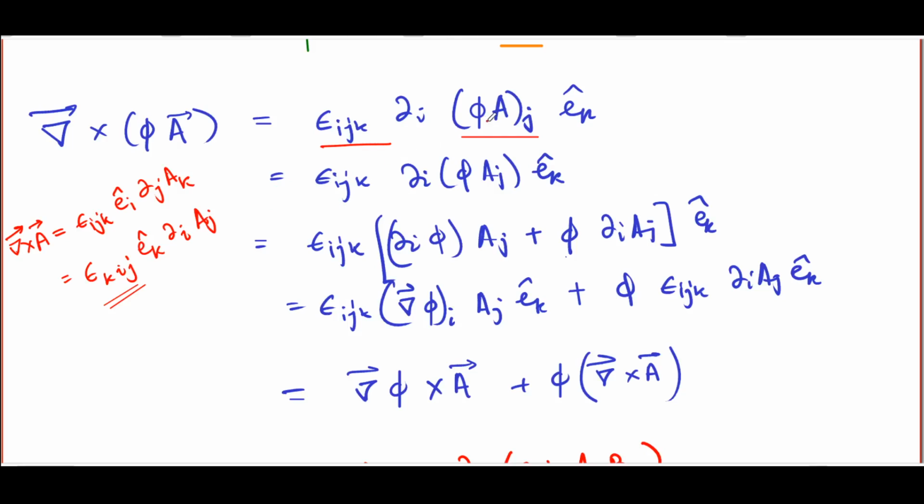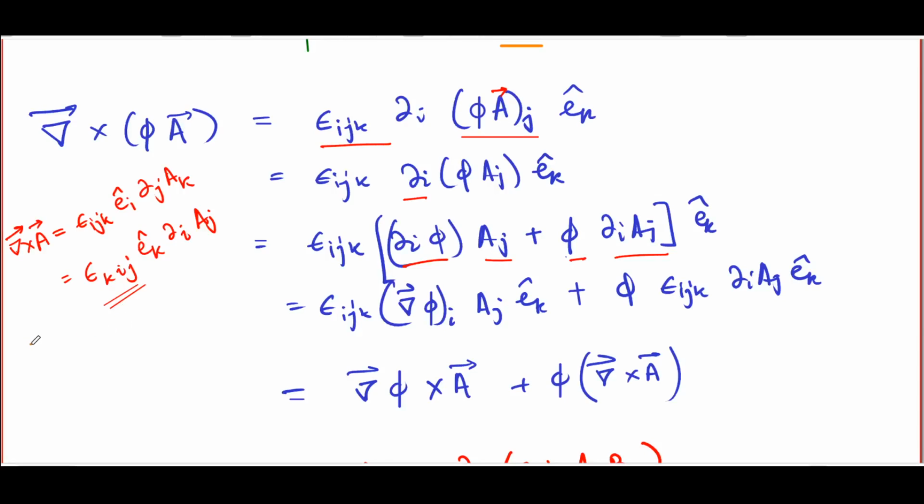Proceeding from there, the next step would be to figure out that phi A's jth component is actually phi times aj. And then apply the differential operator del i, del xi on this product. And that simply gives me del i phi times aj plus phi times del i aj. This is simply del i acting on a product of two things. So if I break open this bracket, I get epsilon ijk, del i phi is nothing but grad phi's ith component, aj, ek.